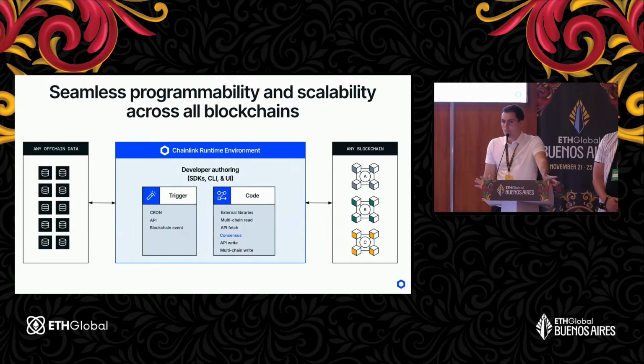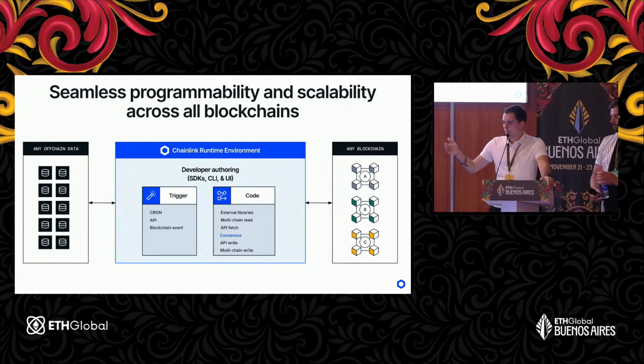Can be blockchain event, so that's what we call log trigger. So whenever a certain event from a certain smart contract on a certain blockchain, so you can listen to multiple blockchains, gets emitted, like trade initiated or whatever, we're gonna do something. And what we're gonna do in that code can be fetch external libraries, because in TypeScript you can npm install, in Go you can use the standard library or whatever.